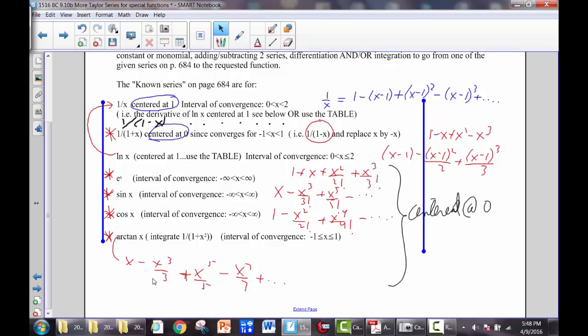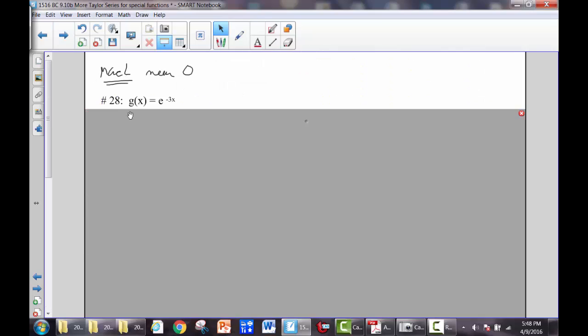Arctan, the difference between arctan and sine, which look very similar, is that arctan has no factorials on the bottom. It's just over 3, not 3 factorial. It's just over 5, not 5 factorial, etc. So they do look very similar, so do pay attention to that.